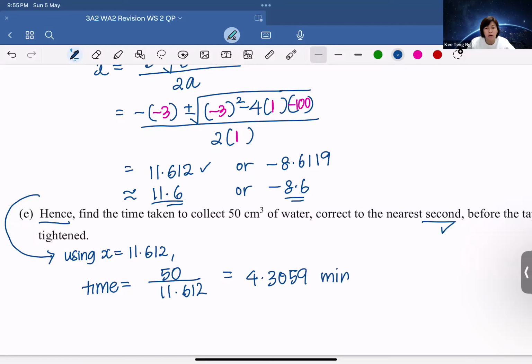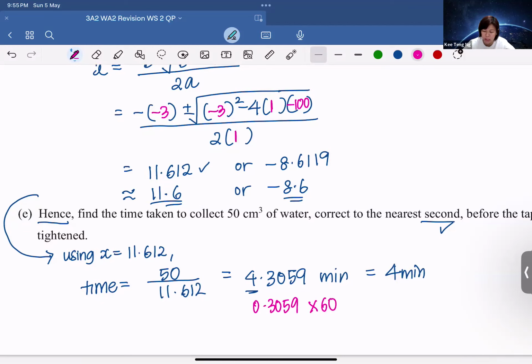So I know that 1 minute has 60 seconds. What I can do is I can multiply everything to seconds, or I can just keep my 4 minutes over here. Then this one is 0.3059, right? 1 minute has 60 seconds. You multiply by 60. Okay, you can get your number in seconds.